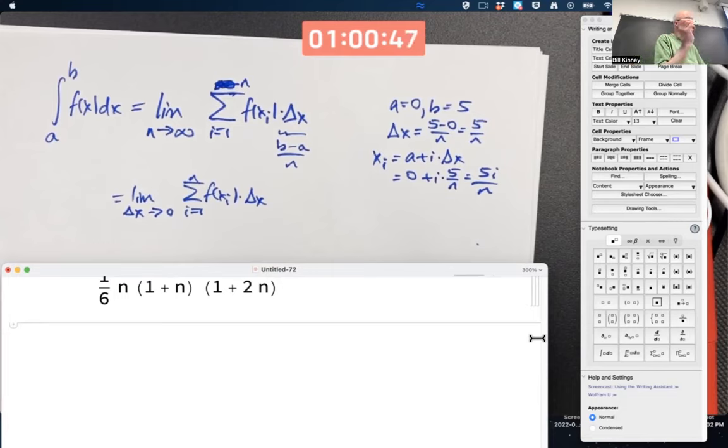All these rectangles have the same width, delta x. Letting the number of rectangles go to infinity is the same as letting the width of all the rectangles go to 0.